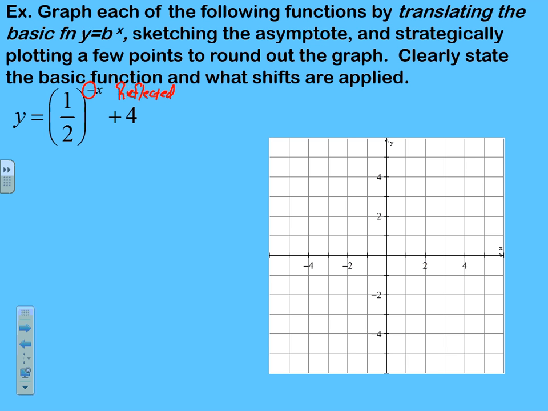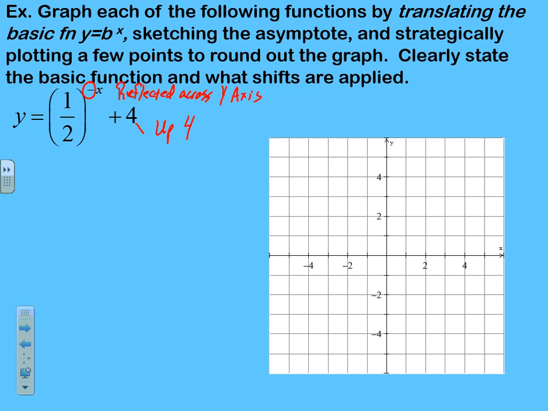Now in this case, this is not going to be reflected across the x-axis because of where the negative sign is. That's actually going to reflect it across the y-axis. That will be a side-to-side reflection, reflected across the y-axis. And this plus 4 says we'll move up 4 spaces.